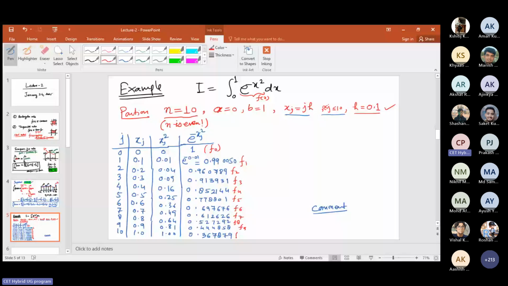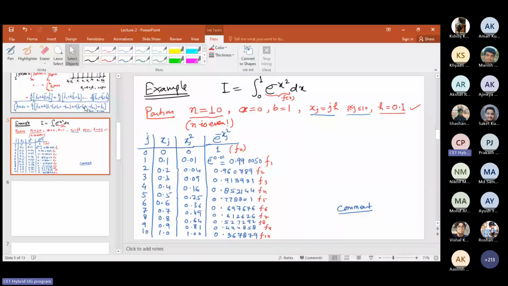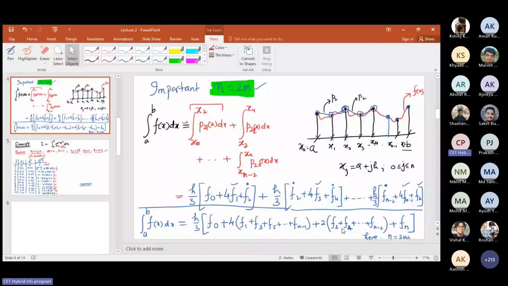तो ये तो हमारी सारी वैल्यूज हो गई, ठीक है ना. ये सारी वैल्यूज हमने निकाल ली. अब हमें क्या करना है? We have to apply Simpson's 1/3 rule. Okay, so I'll make this slide a little bigger so that we can see these values, and we'll apply the Simpson's 1/3 rule. This rule, ये जो यहाँ पे हमने लिखा हुआ है, so you will use this formula. So I will write this formula.